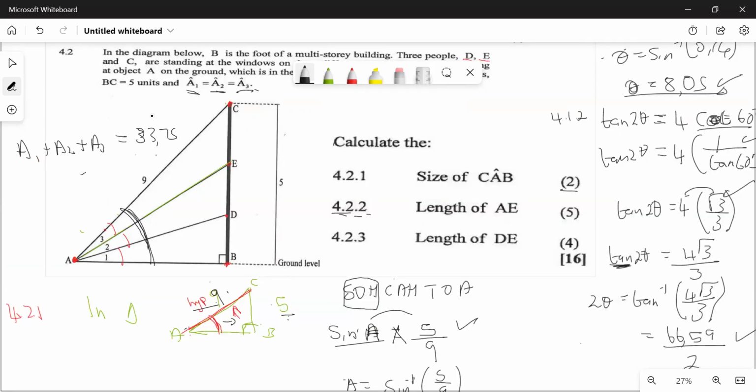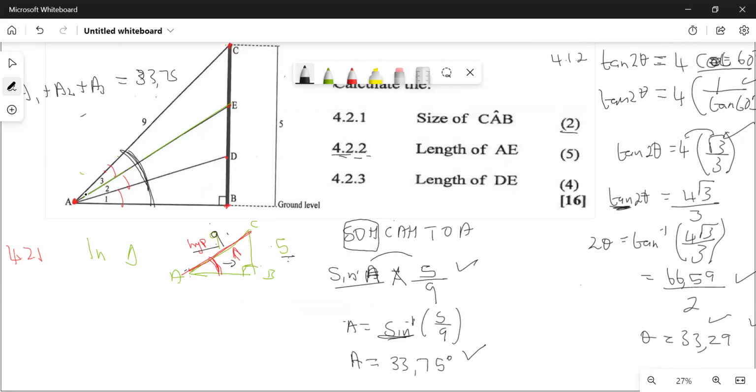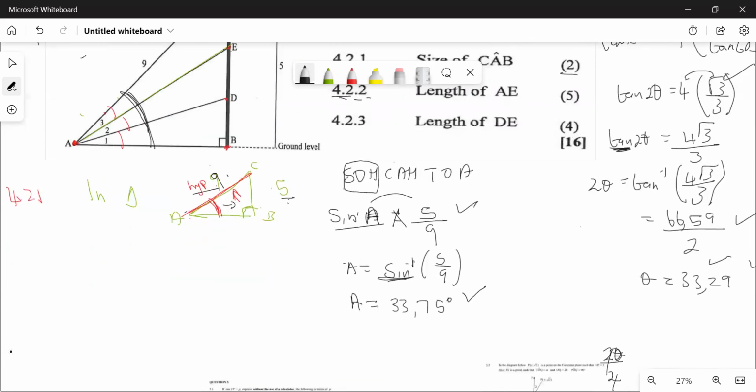Yes. Yeah, and then let's check which triangle we are going to use. Remember, we are looking for AE again. If we are looking for AE, then it makes sense for us to use triangle AEB. So let's take out the triangle that we're going to work with. If you take out, let's say 4.2.2, we have triangle EAB.